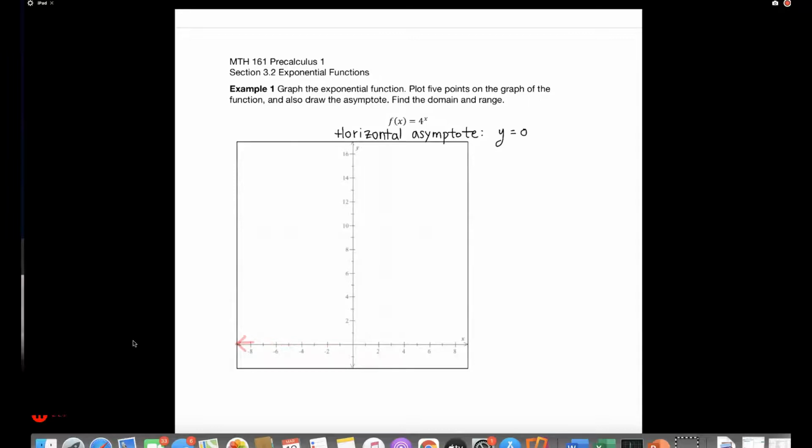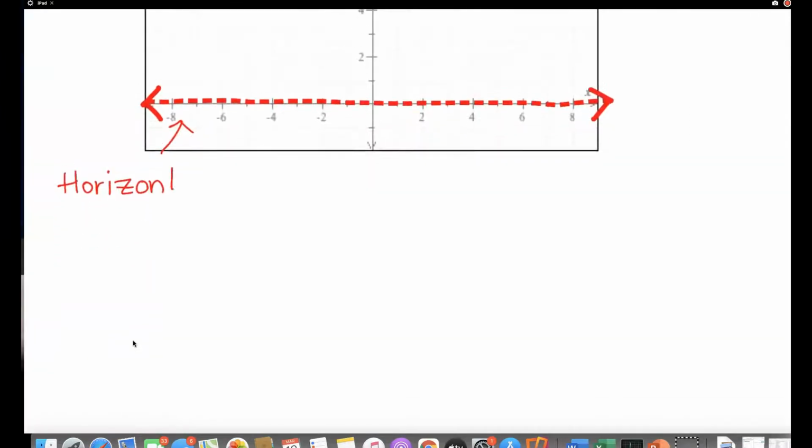Oh, my line is not so straight. I think there's a way for me to do a dotted line. Give me 1 second. Let me try that real quick. So here is a horizontal asymptote on the x-axis. Okay, here we got it. So this is the horizontal asymptote. Let me zoom in. This is the horizontal asymptote.